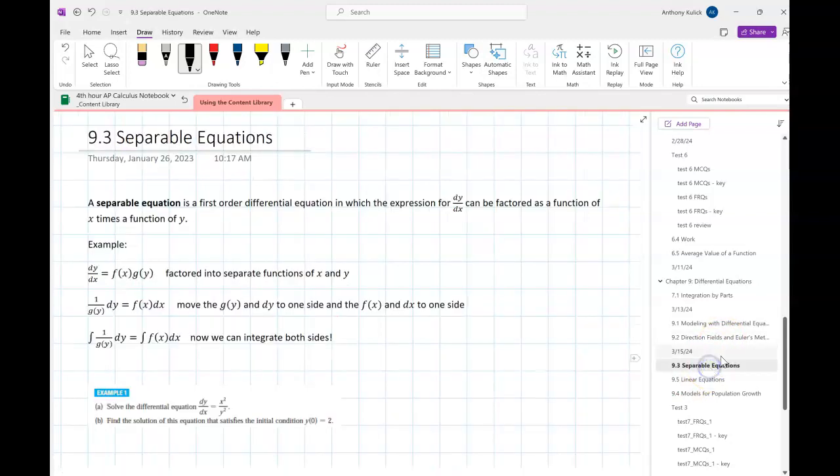Let's go and get this chapter 9 all finished up. We're going to do 9.3 and 9.5 today.